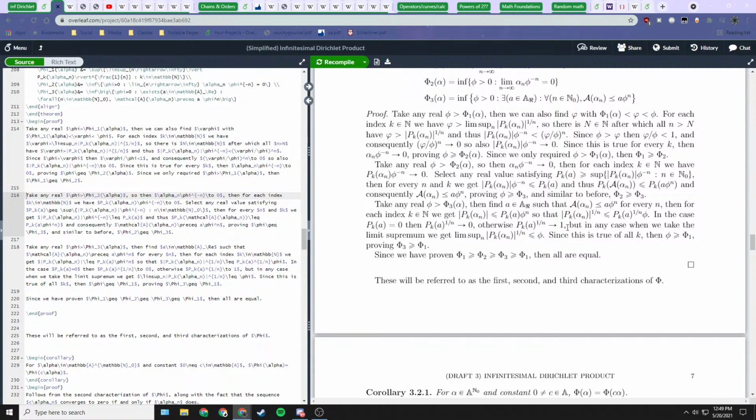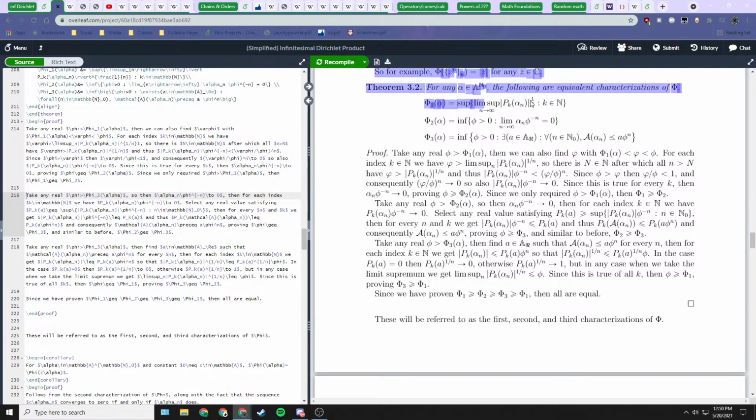1. But in either case, when we take the limit supremum, this is going to be at most 1 and at least 0. It's going to be positive, which means that the limit supremum of this nth root is less than or equal to phi. But this is true for every index k, and this is just the first characterization, this nth root test. Because this is less than or equal to phi for every index k, then this phi is actually greater than or equal to phi 1, and because phi was any number greater than phi 3, then we have to have phi 3 greater than or equal to phi 1.